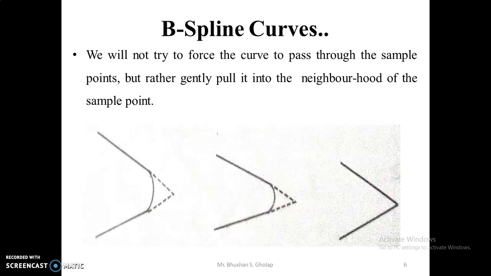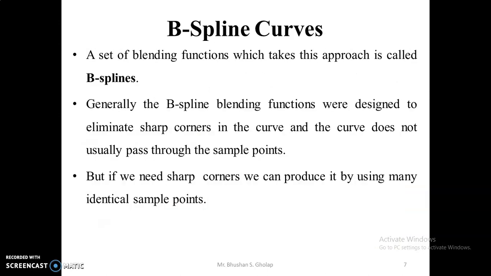So basically, in this, we will not force the curve to pass through the sample points. A set of blending functions which takes this approach is called B-splines. Basically, spline means a strip which we have to move around the sample points.